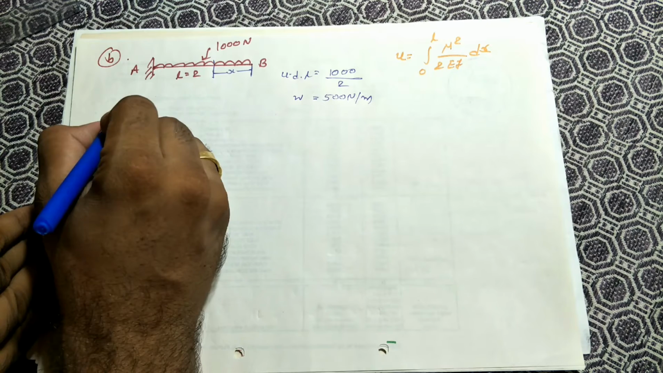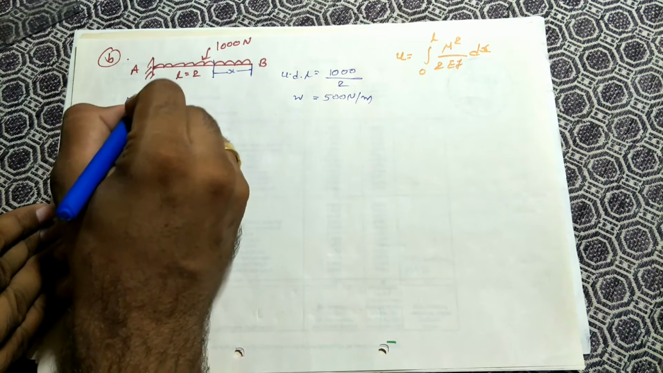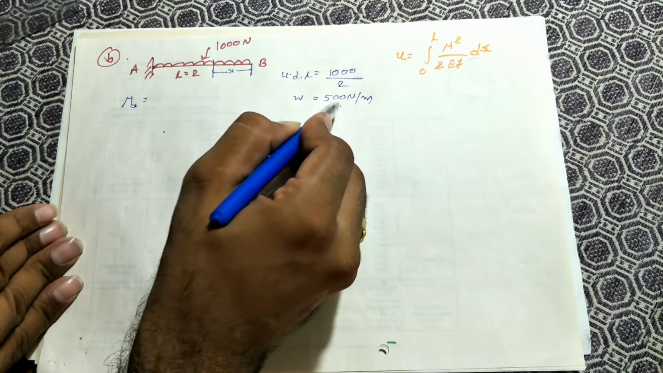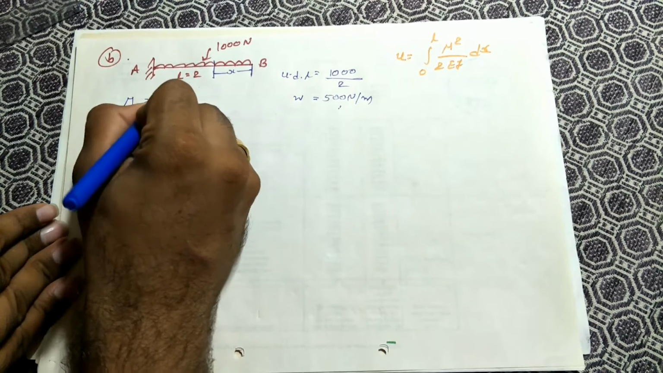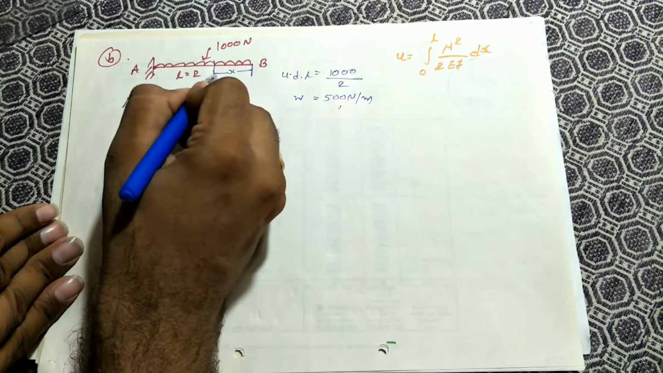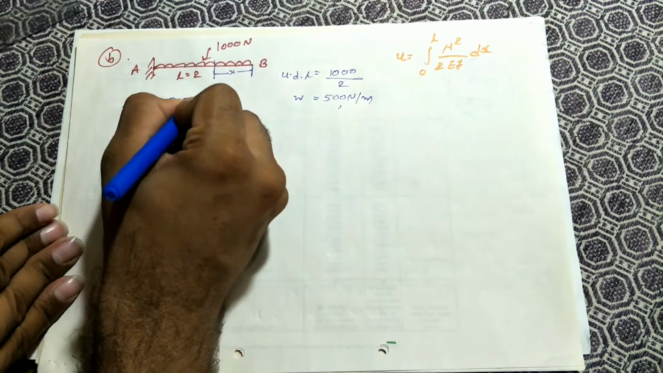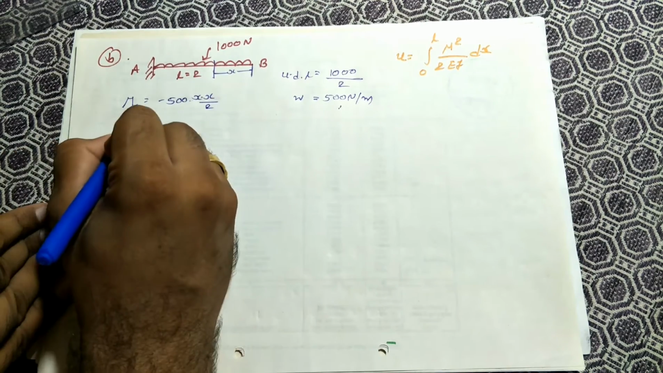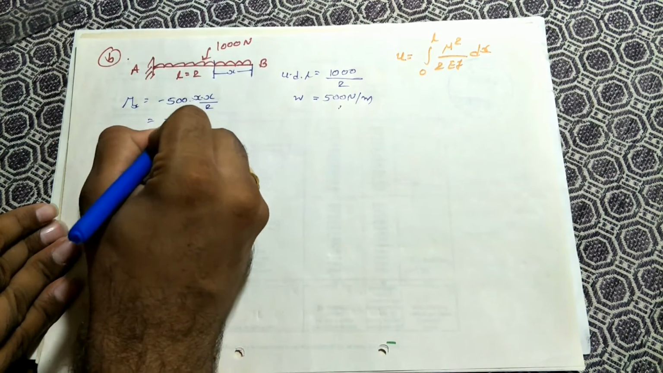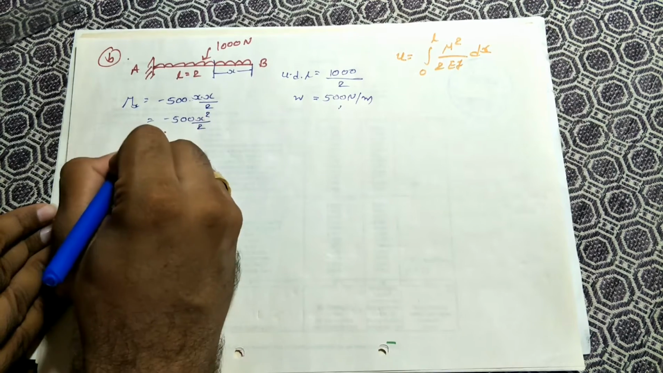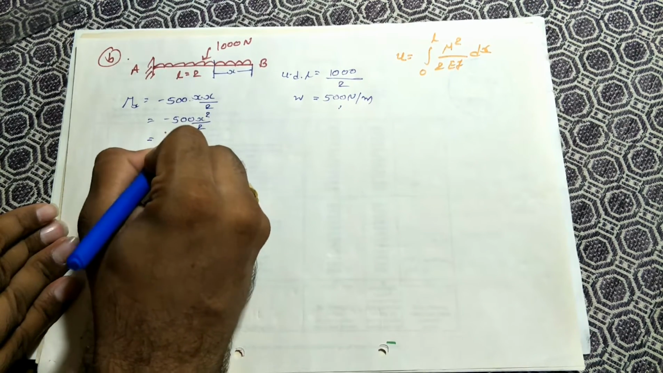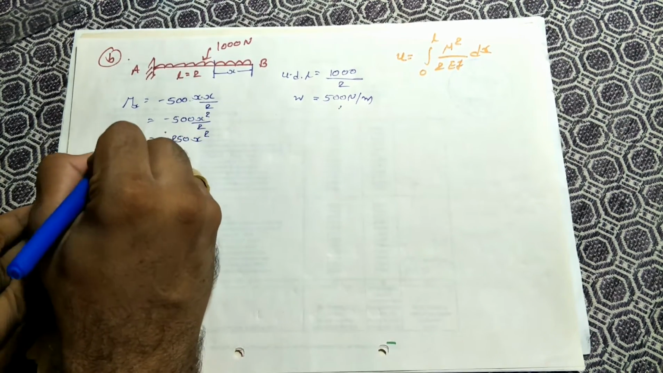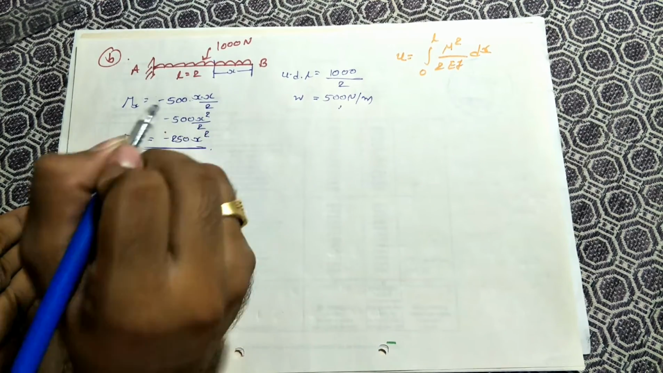So if we convert this UDL into Newton per meter, UDL is 1000 divided by its length, so we'll get the answer of W, that is 500 Newton per meter. Newton per meter value, this is just a Newton value. Okay, so if we calculate moment at x, that is 500, this value we have to use. So minus 500 into that distance x into x by 2. Okay, so that is minus 500 x square by 2. So that is again minus 250 x square, moment at x.